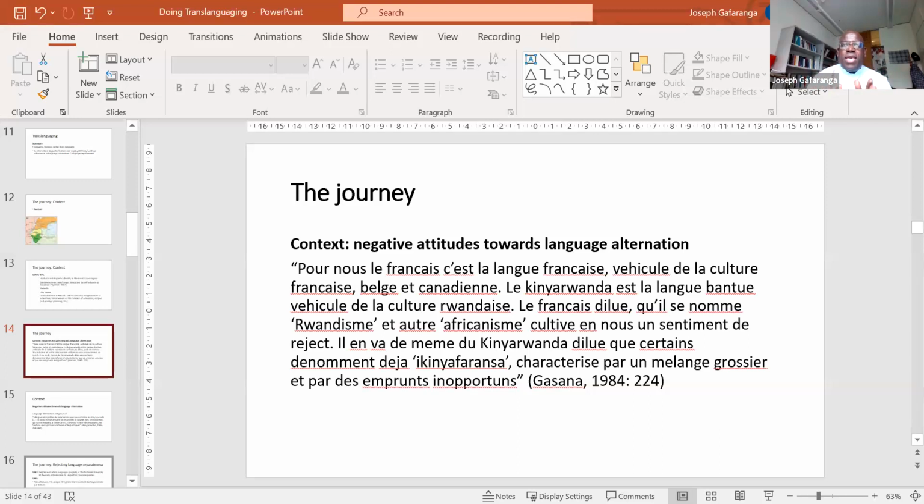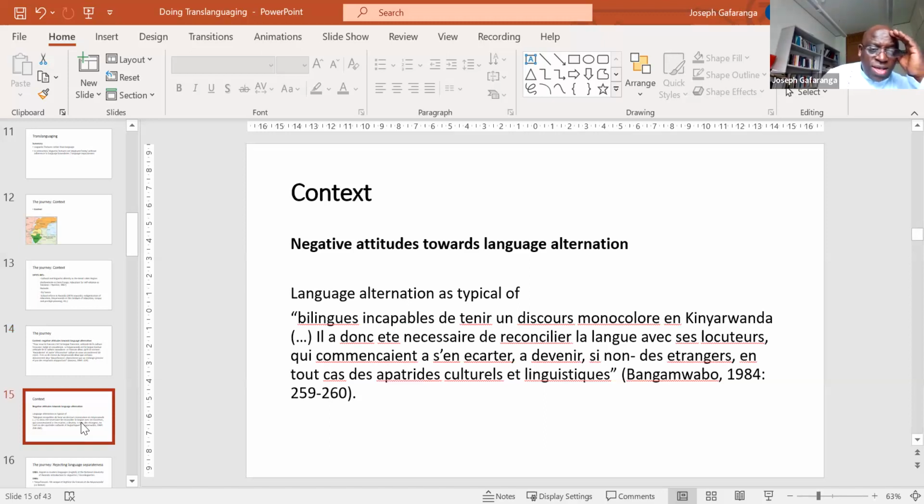So these sorts of views can only reflect language separateness, the keeping of the two languages apart, and the need to keep the languages apart. Another linguist at the National University of Rwanda wrote that language alternation is typical of bilingue incapable d'autonomie in the school monocolor anti-Rwanda, that is, bilinguals who cannot hold a monolingual speech in Rwanda.